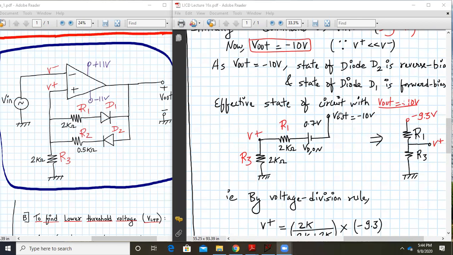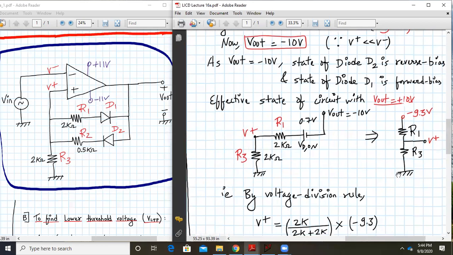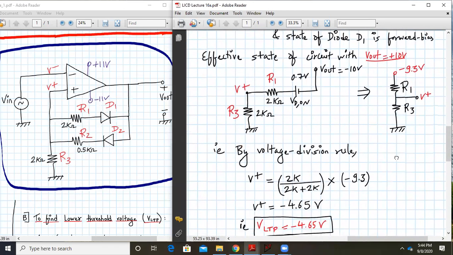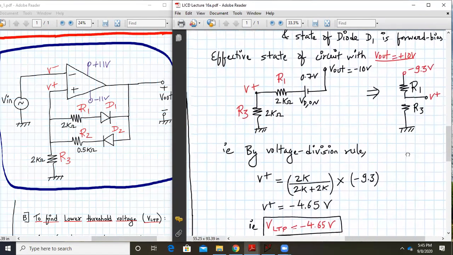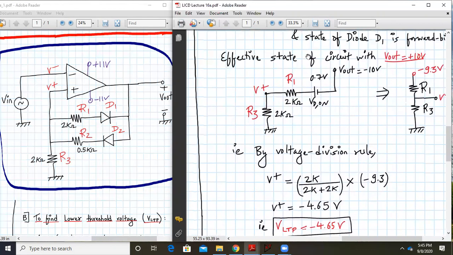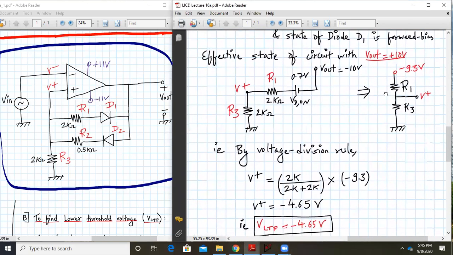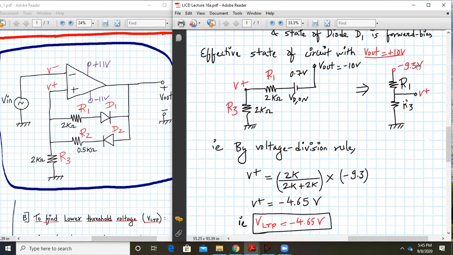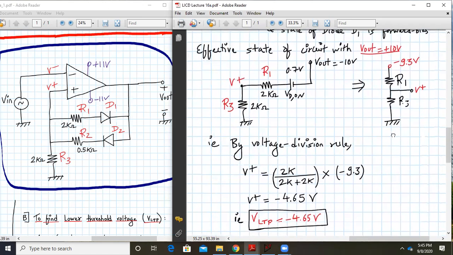If V out is at minus 10, and you trace back the circuit, this is the VD on voltage of the diode, 0.7, this is R1, and this will be R3. These are the active elements right now. We can do minus 10 plus 0.7, which becomes minus 9.3, followed by R1 and R3. So V plus can be evaluated as follows. Let me clear the annotations, please. Yeah, it is now cleared. So here we have minus 9.3, R1 and R3 basically.